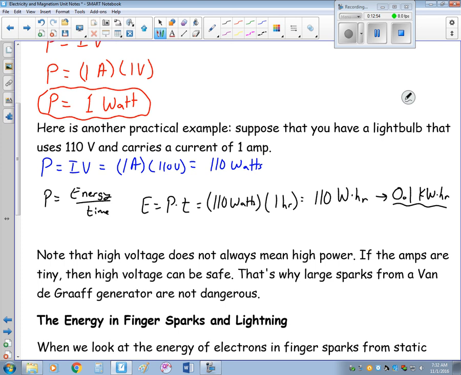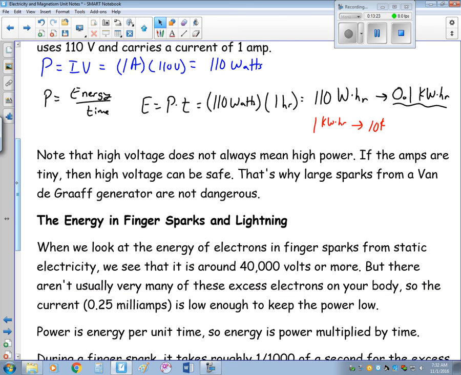The electric company then will charge you for how much energy you use. Typically, 1 kilowatt hour will cost you right around 10 cents. So running that light bulb for 1 hour is going to cost maybe 1 cent. Note then that high voltage does not always mean high power. If the amps are tiny, then a high voltage can be safe. That's why the sparks from a Van de Graaff machine or the sparks from someone shocking you are not dangerous.